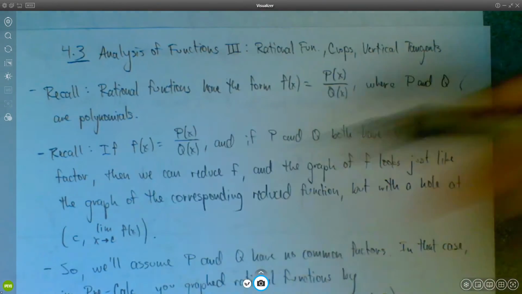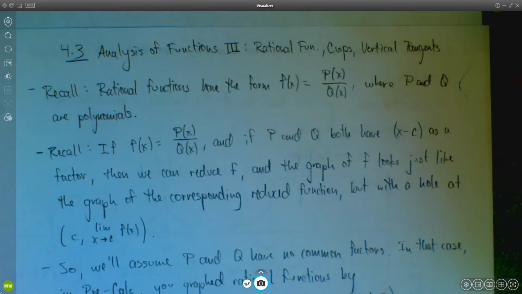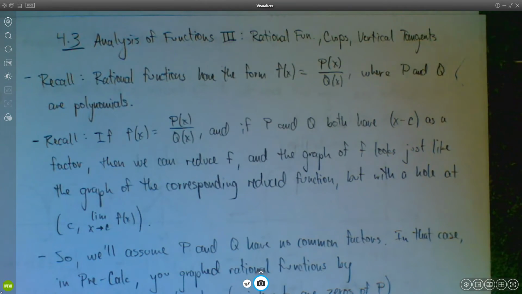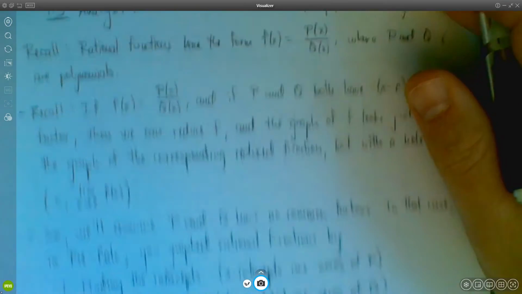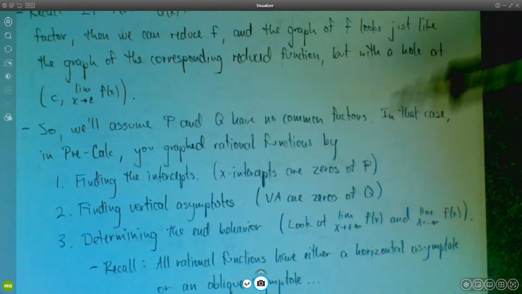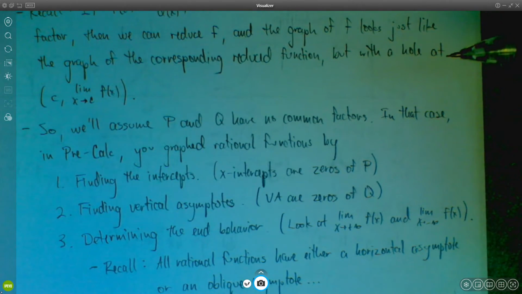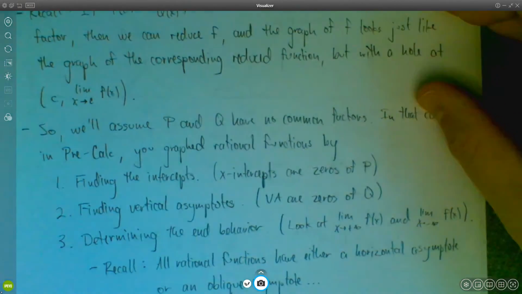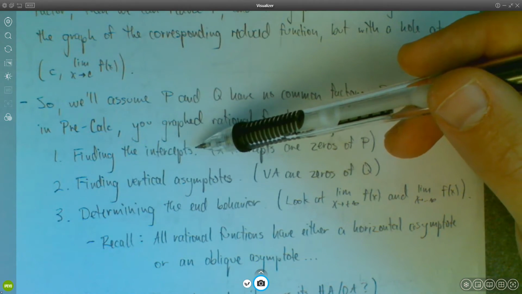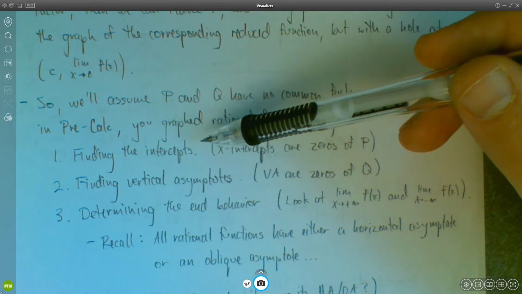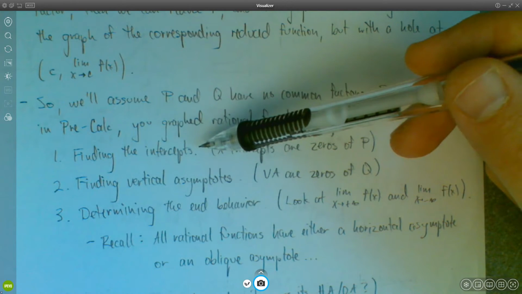Okay, so that's how you take care of a scenario when p and q have a common factor. So we're just going to assume that p and q don't have common factors, because if they do, well then, you just plot the hole, okay? In that case, in pre-calculus, you graphed rational functions by doing a few things. One of the things that you probably did is you found intercepts. You found the x-intercepts, but the y-intercept as well is usually a useful thing to find. But more importantly, the x-intercepts.